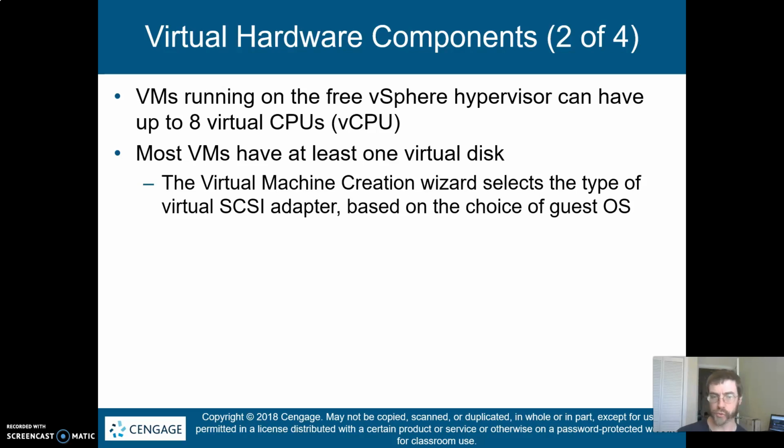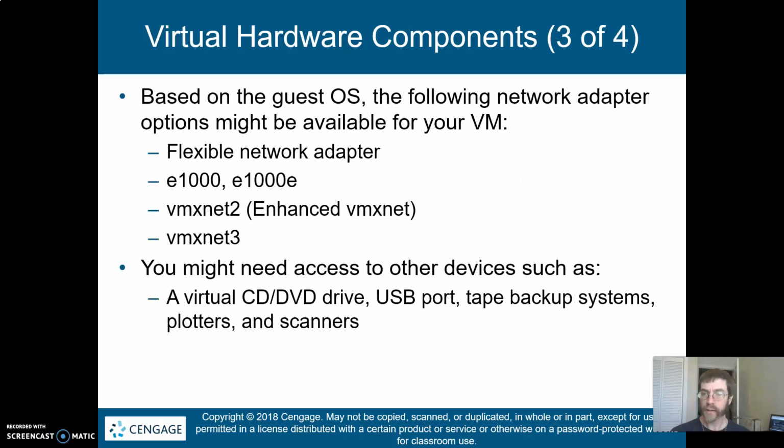You'll have at least one virtual disk. Your creation wizard will allow you to figure out what kind of virtual SCSI adapter it is, if it's LSI Logic, SAS, SATA, SCSI, IDE or whatnot, in part, again, based on your choice of guest OS. And again, based on your guest OS, you're going to have a couple of options. Either your standard option, honestly, is the E1000 or E1000E. These are gigabit NICs. Or VMXNET 2 or VMXNET 3, these are enhanced, or your flexible network adapter.